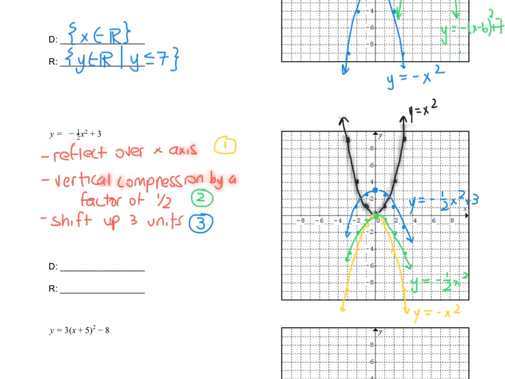All right, using that blue final parabola, let's state the domain and range. The domain is anything, so x is an element of all real numbers. But your range, we have a maximum value of 3. That's what my vertex is. So there's nothing happening above 3. So I'm going to write that as y is an element of all real numbers, but y has to be less than or equal to 3. And there we are.